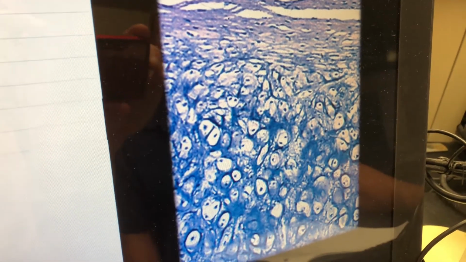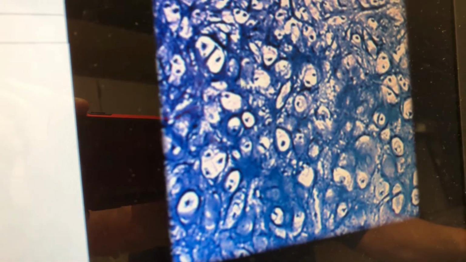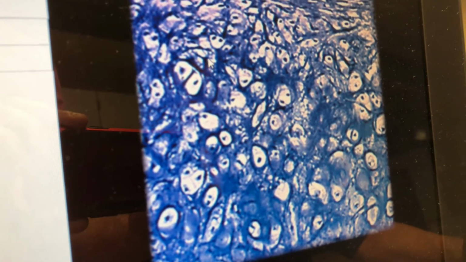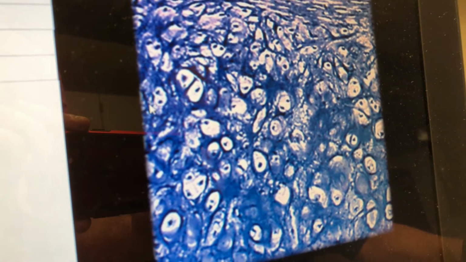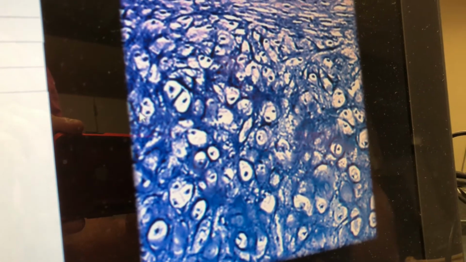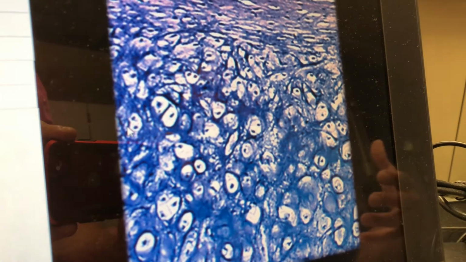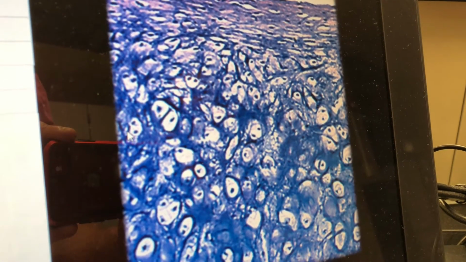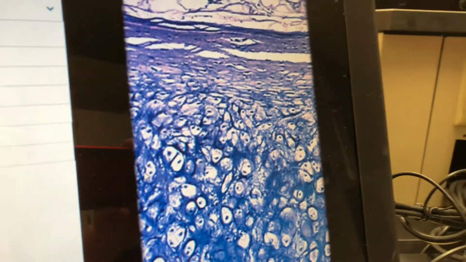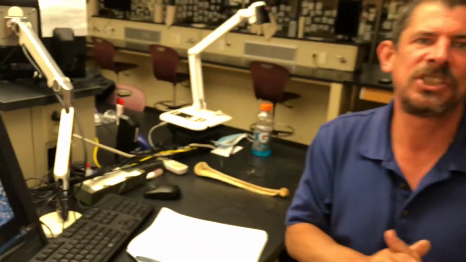Now, when we look in the matrix right here, we can see these thin black lines running through the matrix. These thin black lines, yes, those are elastic fibers, hence the name. What fibers are found in the matrix of elastic cartilage? Elastic fibers. So that is elastic cartilage. Location. First one is the external ear.